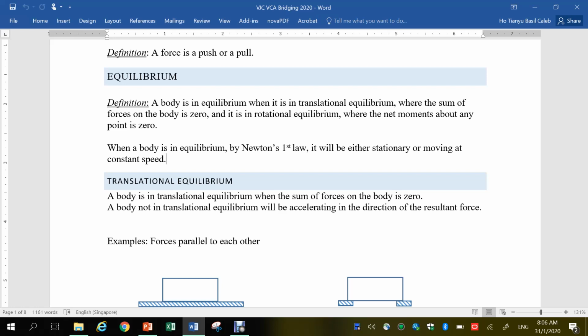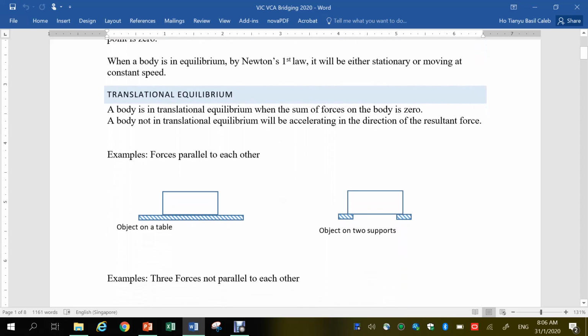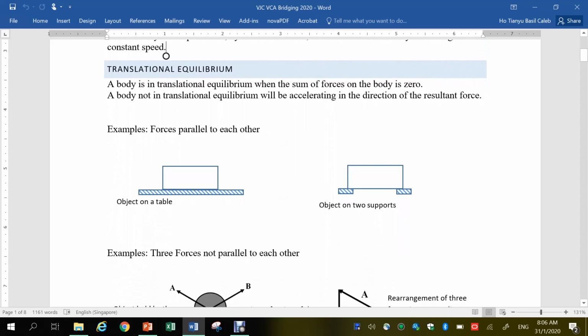With this, we can talk more in detail about translational equilibrium. A body is in translational equilibrium when the resultant force on the body is zero. That's what we have learned previously. A body not in translational equilibrium will be accelerating in the direction of the resultant force. This is due to Newton's second law. Here are some examples to illustrate what I mean.